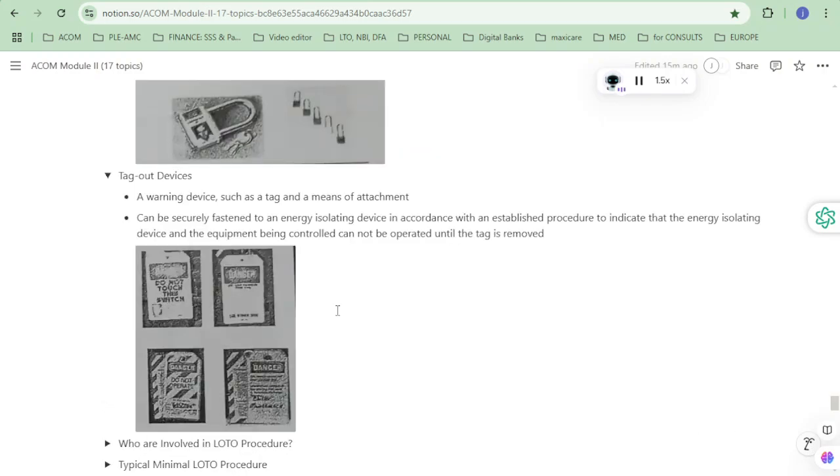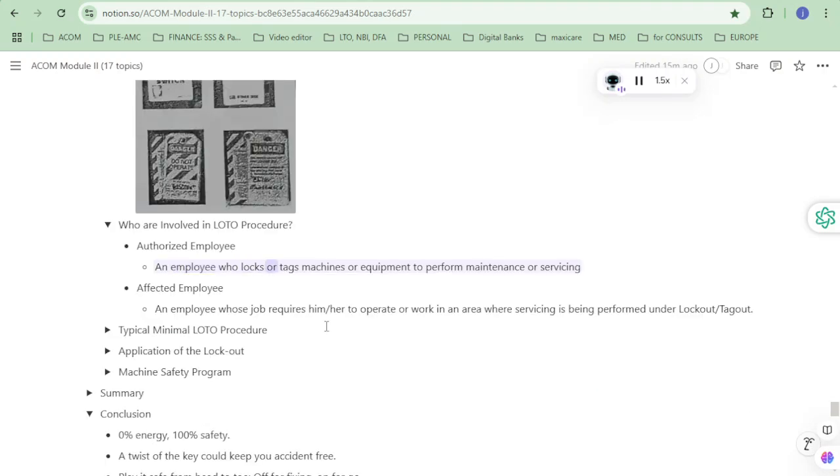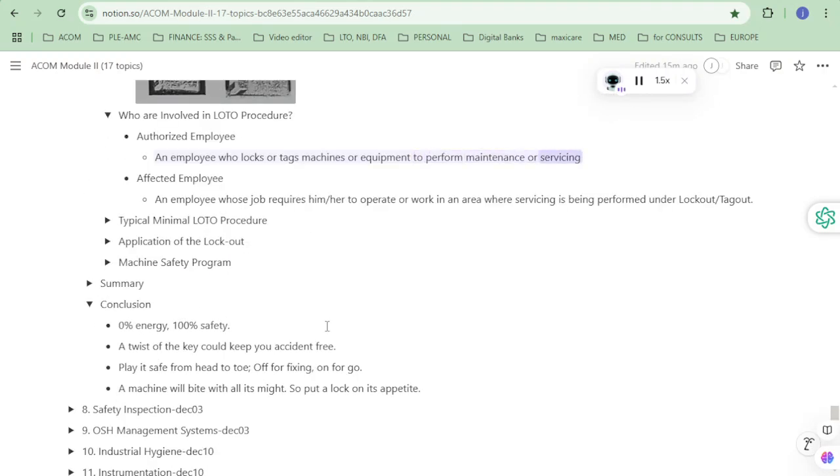Tagout devices. A warning device, such as a tag and a means of attachment, that can be securely fastened to an energy isolating device in accordance with an established procedure to indicate that the energy isolating device and the equipment being controlled cannot be operated until the tag is removed. Who is involved in the LOTO procedure. Authorized employee. An employee who locks or tags machines or equipment to perform maintenance or servicing. Affected employee. An employee whose job requires him/her to operate or work in an area where servicing is being performed under lockout/tagout.